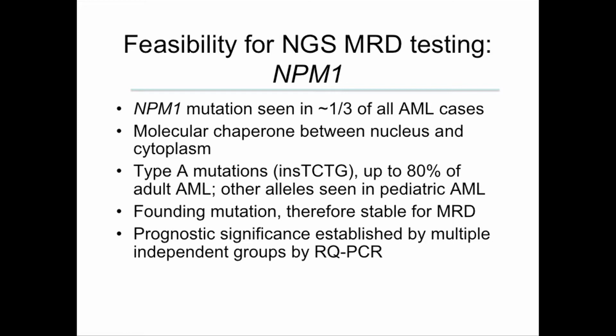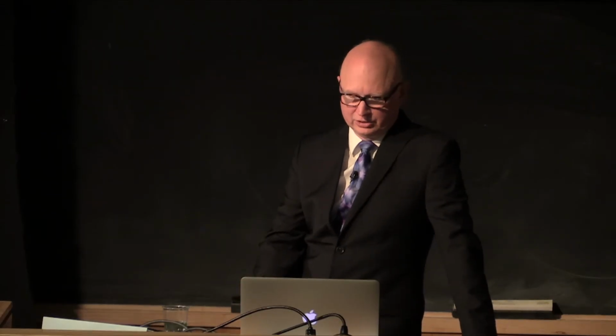It's thought to be a relatively early mutation or founding mutation, and therefore appears to be relatively stable after therapy for this disease, and that's extremely important for monitoring purposes. And other groups have shown using standard RQ-PCR-based methods that this is associated with outcome. So it's a very good model system to work out these kinds of issues.